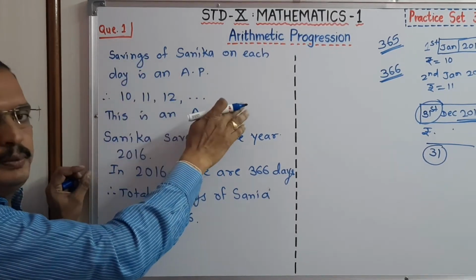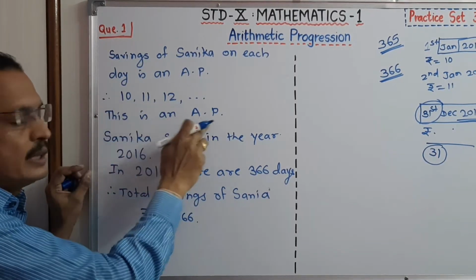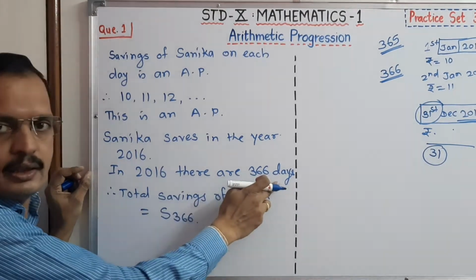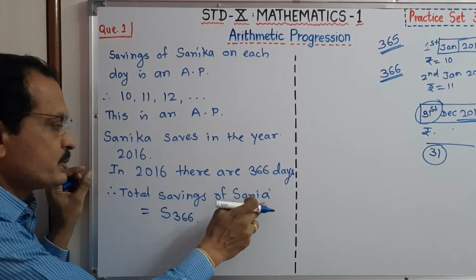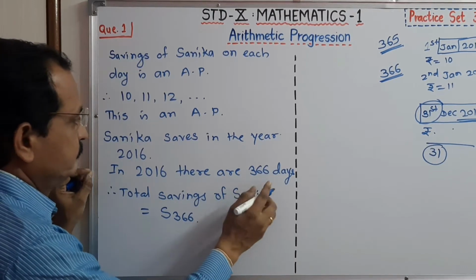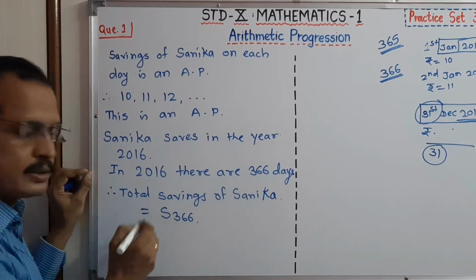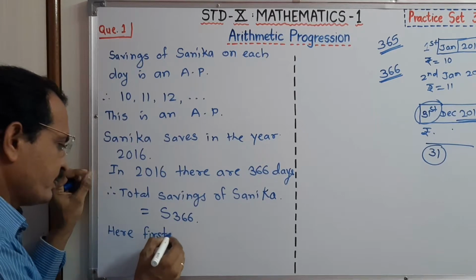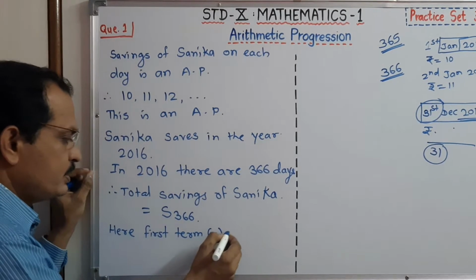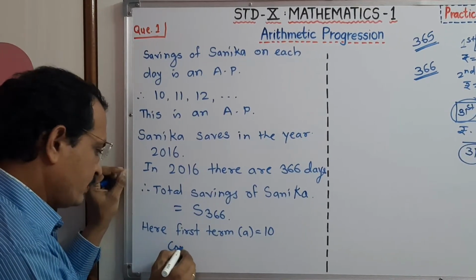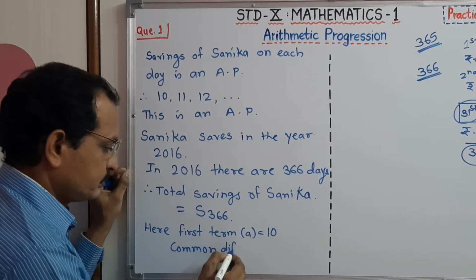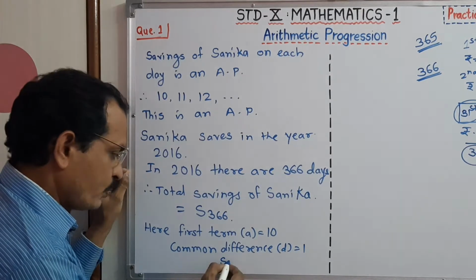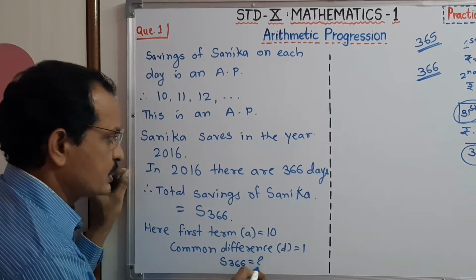Savings is an AP: 10, 11, 12. This is an AP. Sanika saves in the year 2016. In 2016 there are 366 days. Therefore, total savings of Sanika is S366. Here, first term a is equal to 10, common difference d is equal to 1, and we have to find out S366 is equal to how much.